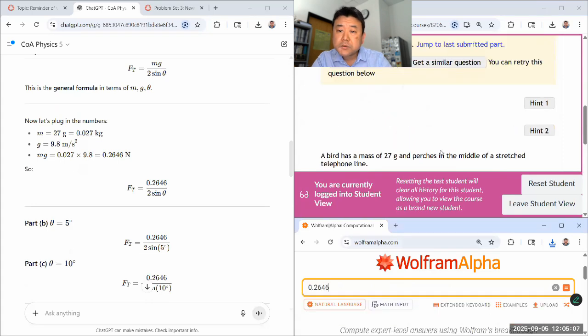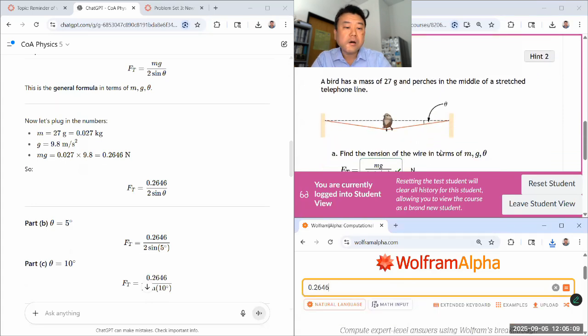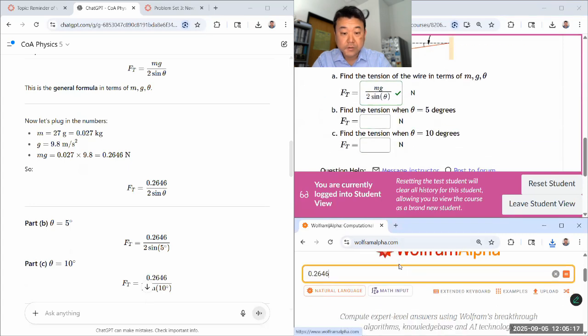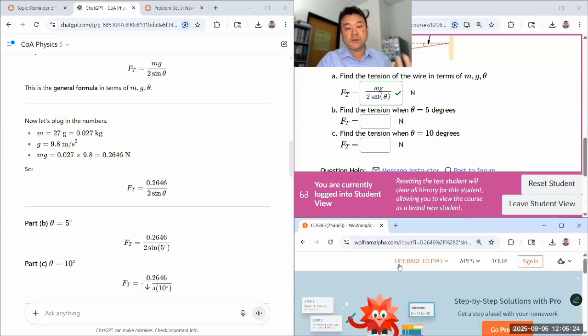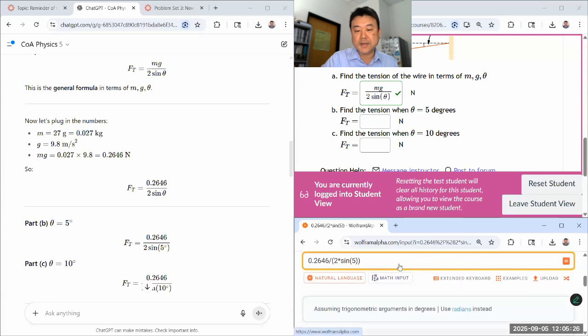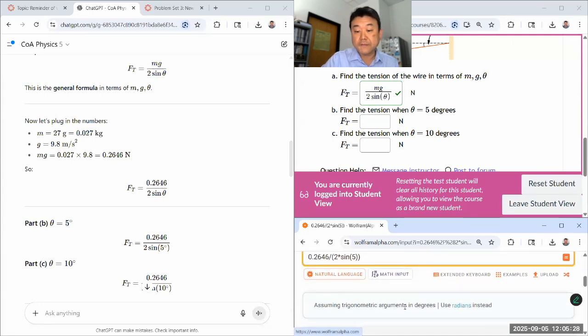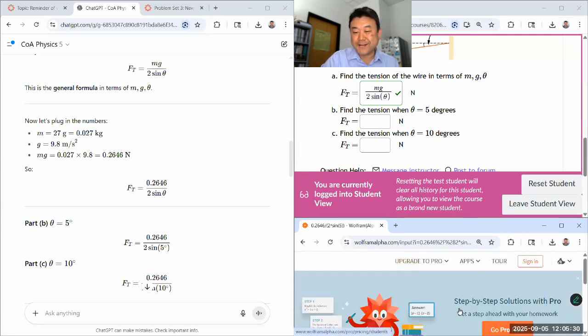0.2646. Is that the right number? Oh, I think it's 27 grams times 9.8. Yeah, I can keep it that way. And then I'm gonna divide by 2 times sine 5, hoping that Wolfram Alpha will assist me in this mistake and use radians instead.